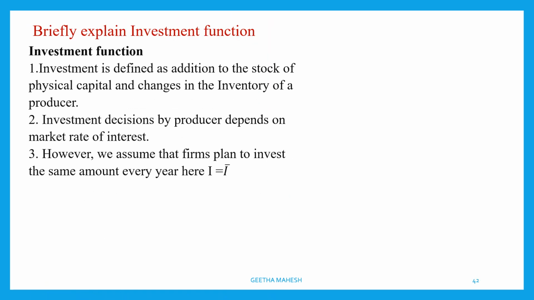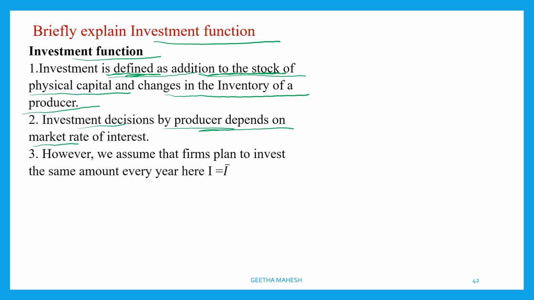Briefly explain investment function. Investment is defined as addition to the stock of physical capital and changes in the inventory of the producer. Investment decisions by producers depend on the market rate of interest. However, as we assumed that firms plan to invest the same amount every year, here investment is taken as autonomous investment. That means investment remains constant.